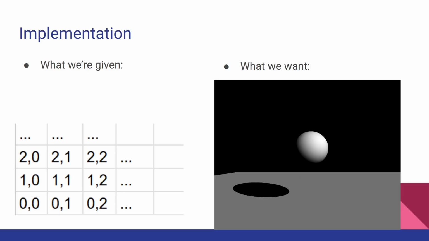And so for implementation, what we're going to get is numbered pixels. So 0, 0, 0, 1, 0, 2, all the way up to the image resolution. And this is an image of what we're going to end up getting.